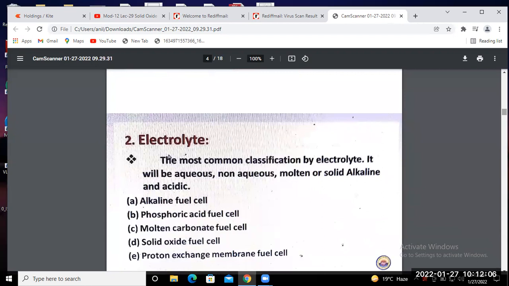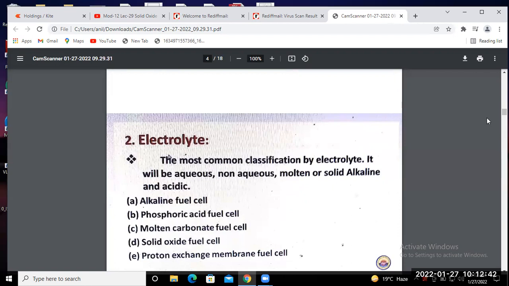Electrolytes, second one. So electrolytes, we find out their classification by electrolytes. It will be aqueous, non-aqueous, and molten or solid, alkaline, and acidic. So electrolyte material you will find in various forms, that means aqueous, non-aqueous, and molten or solid, alkaline, and acid.